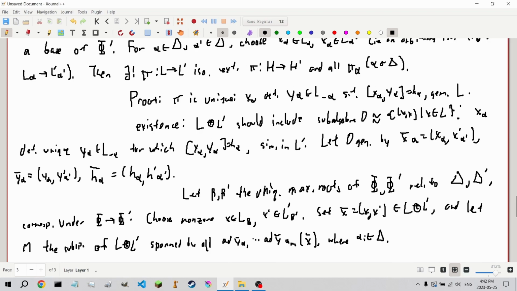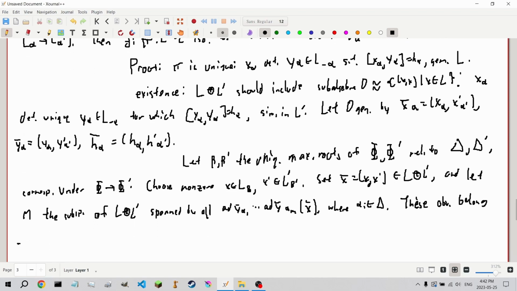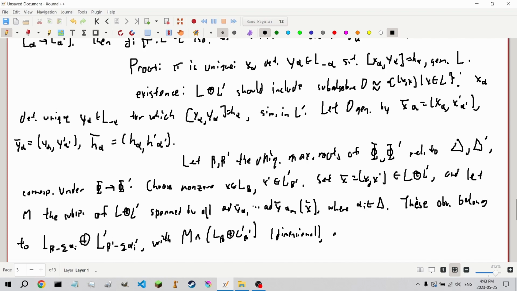We allow repetitions, and these obviously belong to the root system of beta minus the sum of the alphas plus the corresponding on L prime. With M, the intersection of M with L beta plus L prime beta prime being one-dimensional. So our diagonal is a proper subspace.